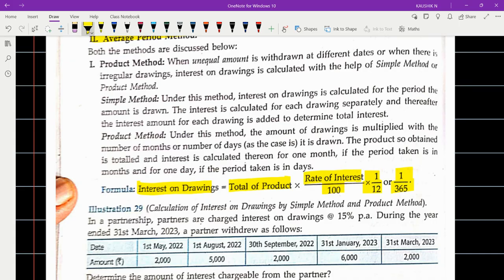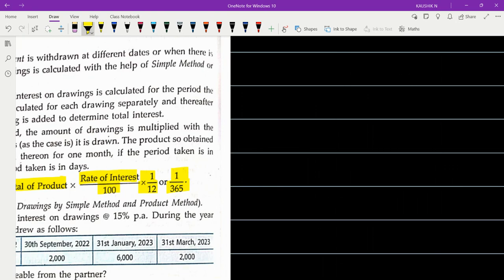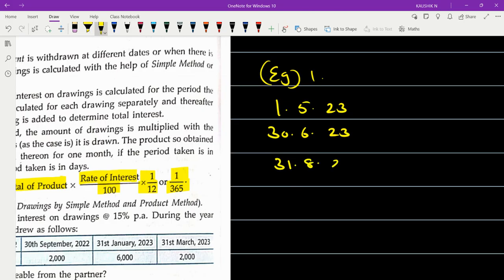Very good. When unequal amount is withdrawn. Okay, let me give you three, four examples. You'll have clarity. Example one: 1/5/23, 30/6/23, 31/8/23, 29/2/24.